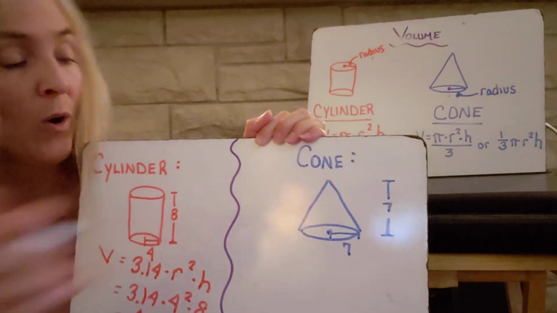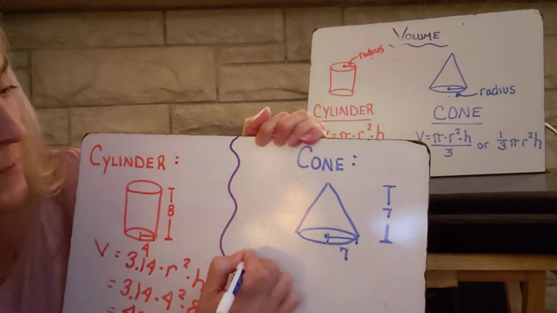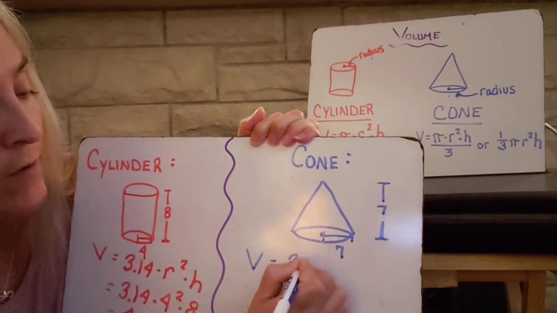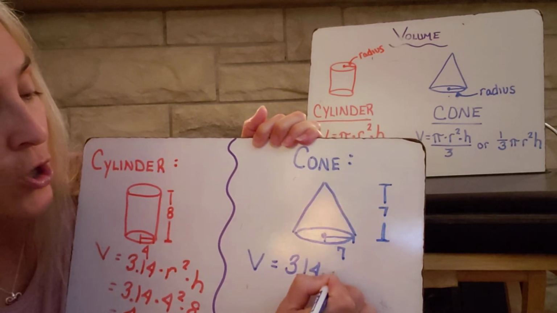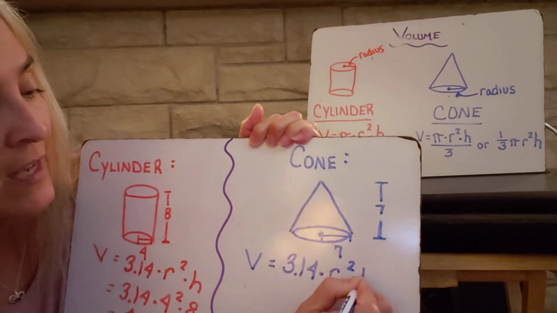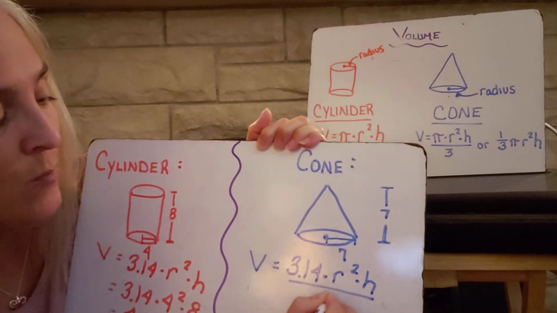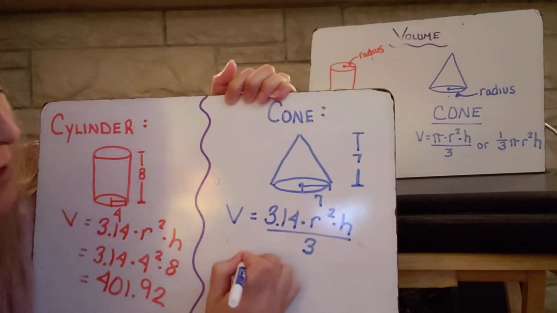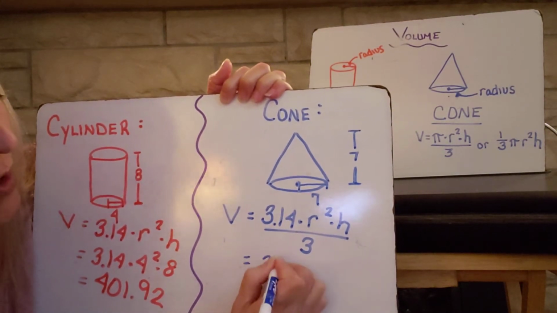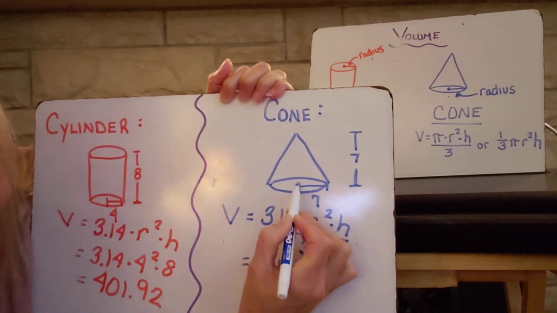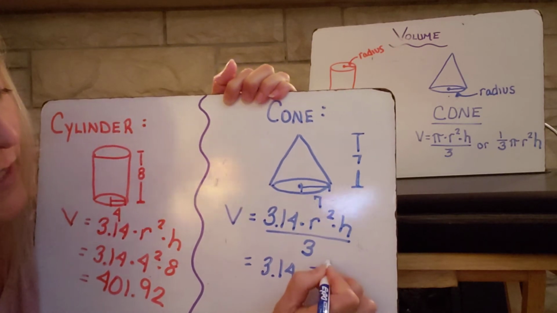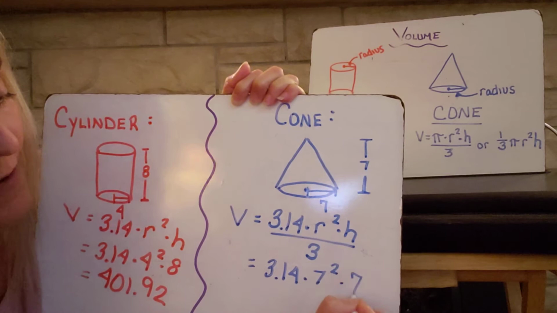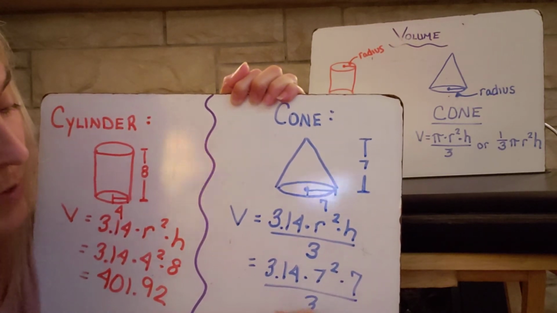Second exercise, you will have 4 questions using cones. Your volume formula is going to, again, be 3.14 times r squared times height. This time we just have to remember to put in that divided by 3. So as I write my numbers, 3.14 times my radius is 7. So I've got 7 squared. Height is also 7. And I'm going to divide that by 3.